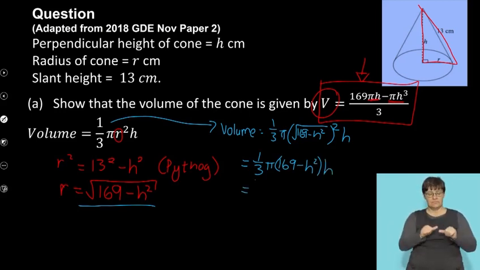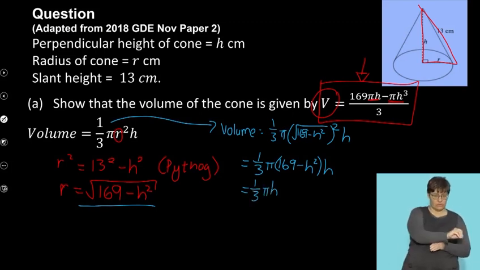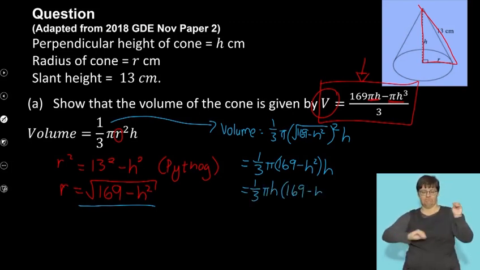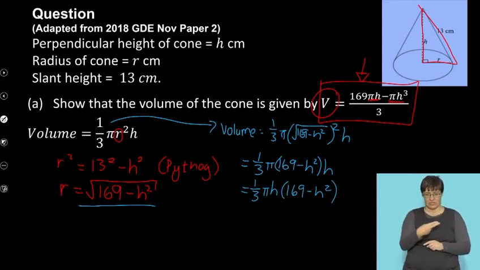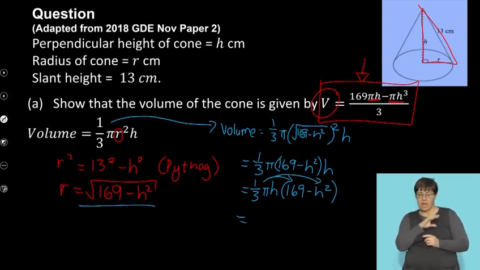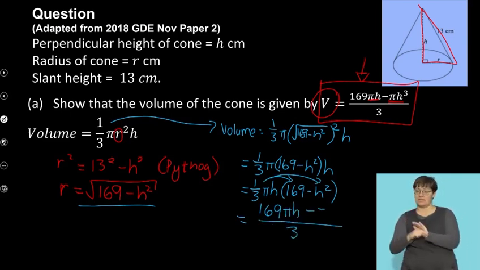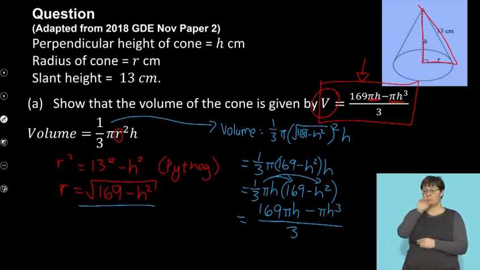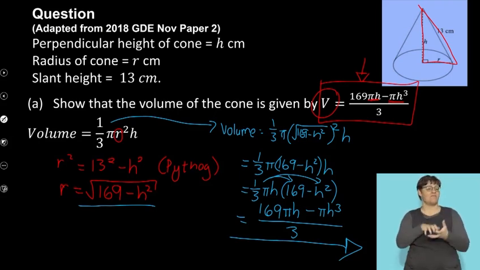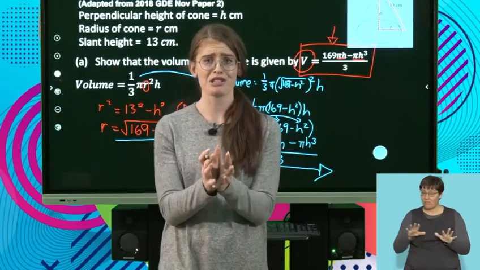In my next step, I'm just going to bring my h to the front, because then I will be able to distribute 1/3 pi h into my bracket. If I do distribute it, I'm going to be left with 169 pi h over 3 minus pi h cubed over 3. And I can see I have arrived at my end goal. So essentially all that I needed to do is express r in terms of h, and that helped me find the volume. Great everyone, I hope that you're with me so far.